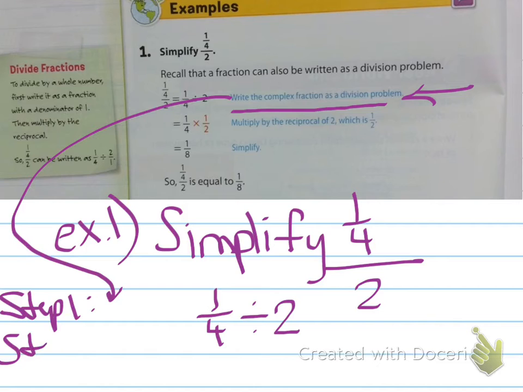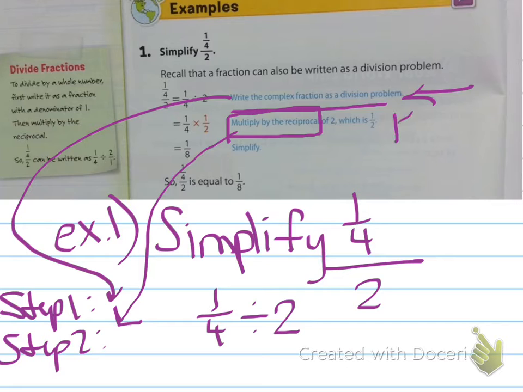The step 2 that we need to write in, and again, pause whenever I'm going too fast because you've got more to write down than I am. We're going to say multiply by the reciprocal. Okay, multiply by the reciprocal. So that's the KCF. Do you guys remember KCF? Or you can call it KFC if you want to remember it. So we're going to keep the first, change the sign to multiplication, and flip the second. That's multiplying by the reciprocal, because reciprocals are when we flip it.